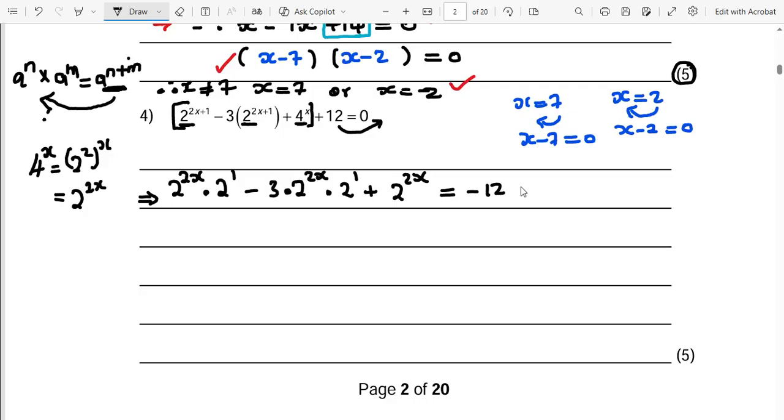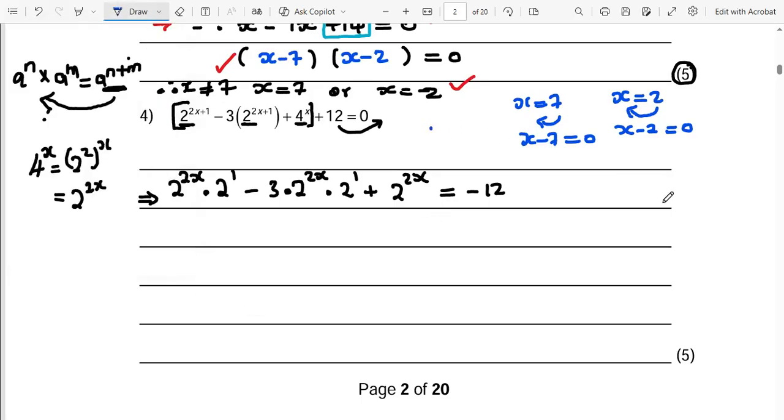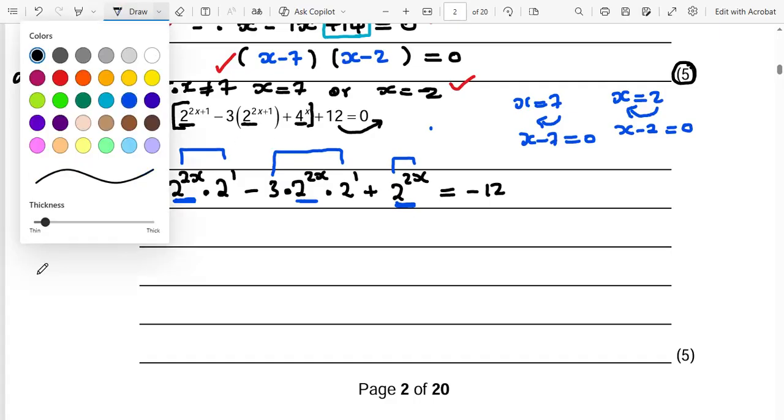So everything will make sense why I want us to bring the 12 to the other side. Look at this: 2 to the x, 2 to the x, 2 to the x. This is your common factor. Why? Because this whole thing here is a term, and this is a term. So all these terms have 2 to the x. We can definitely take that out as a common factor.